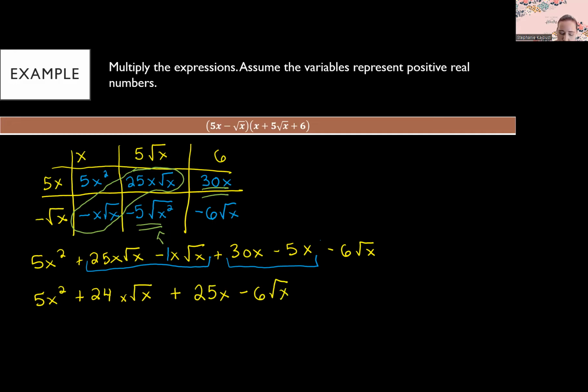And so just be careful because these are not like terms right here. They both have the square root of x, but one has an x outside of the square root, the other one doesn't. So those are not like terms. They have to match everywhere except for the number. And so I can't add those together even though they may look similar. And then the 5x squared and the 25x, those are not like terms either because the exponents are different. So this ends up being your final answer here.